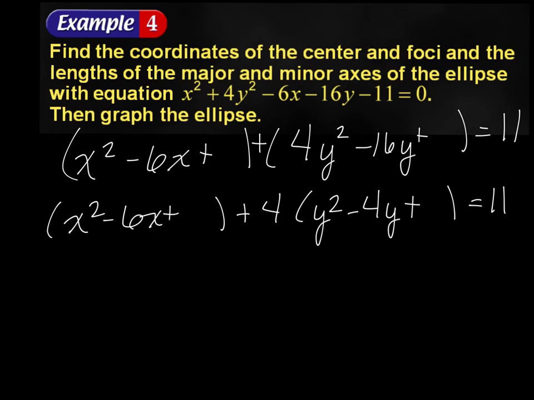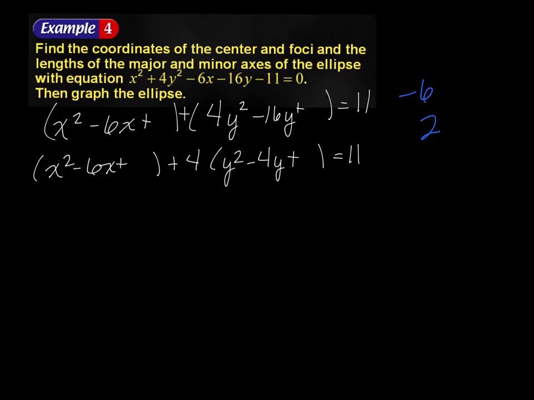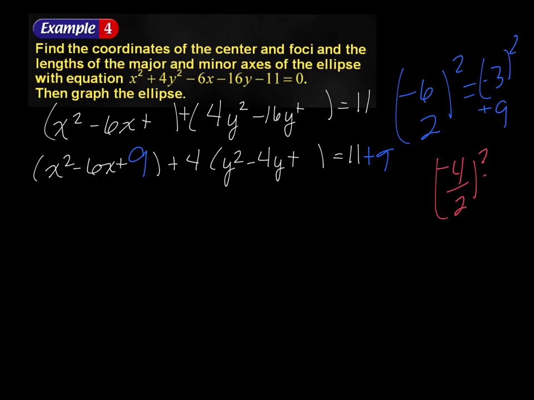So we're going to take the coefficient of x, divide by 2, and square it. So negative 3 squared is 9. And of course, it's always positive. And the same thing for the y, negative 4 divided by 2 squared is going to be 4. So I'm going to add 4 to both sides for that.